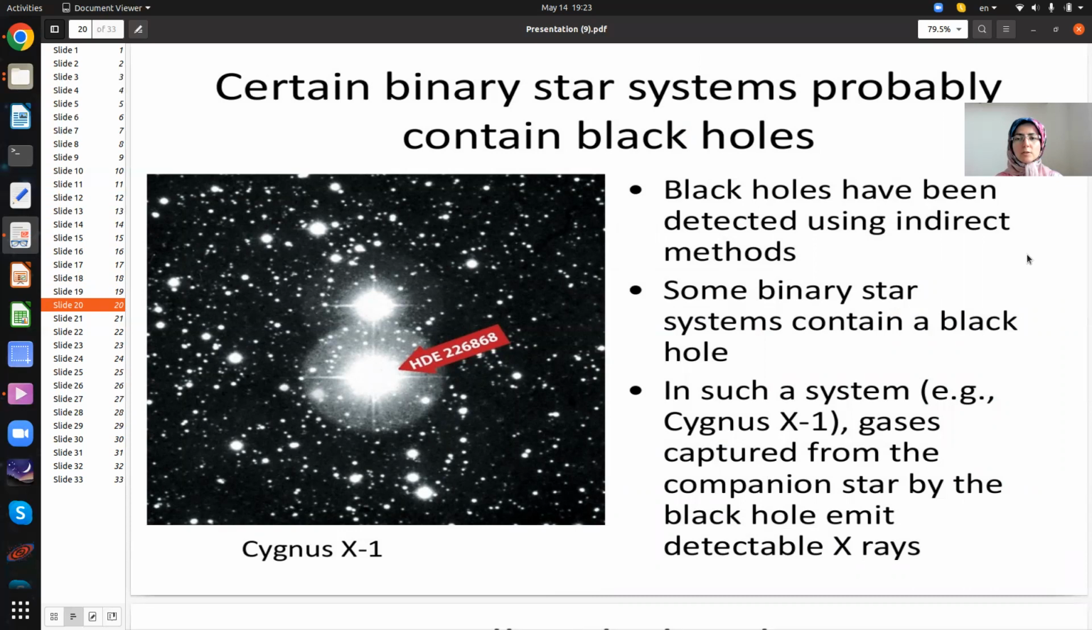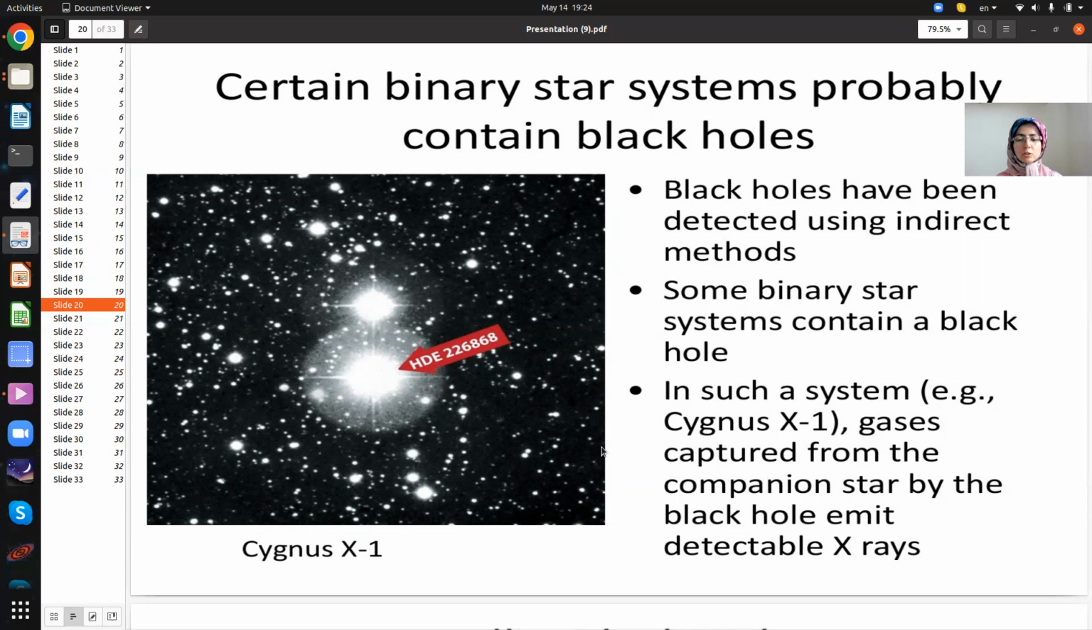Certain binary star systems probably contain black holes. Black holes have been detected using indirect methods. Some binary star systems contain a black hole. In such a system, for example Cygnus X-1, gases captured from the companion star by the black hole emit detectable X-rays. We can say we can detect stellar black holes in this way.